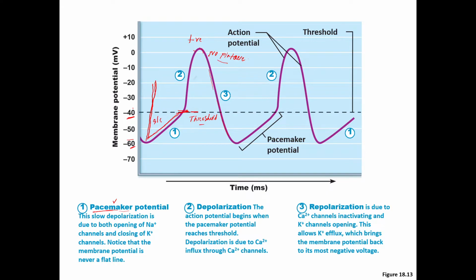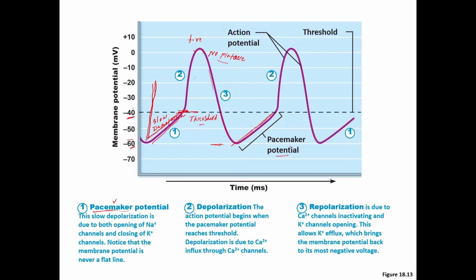Slow depolarization, right, slow depolarization. In case of cardiac muscle it was fast. And another thing you see, after it returns to the resting potential, then again depolarization starts, but again it is slow. And this slow first part of depolarization is called the pacemaker potential.